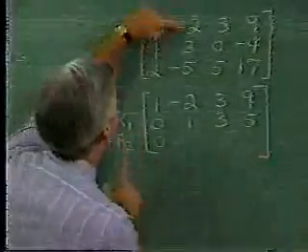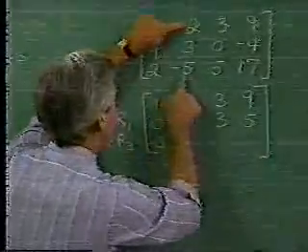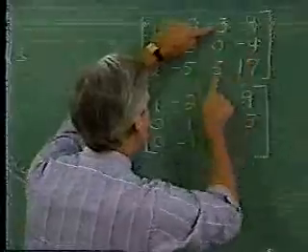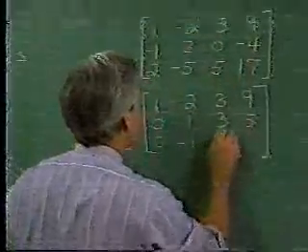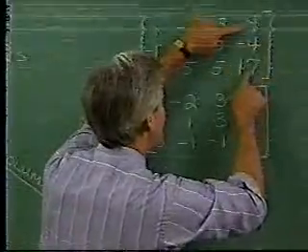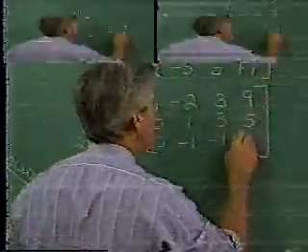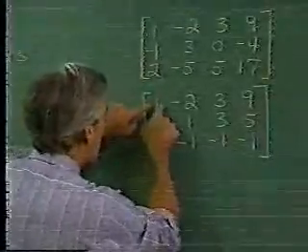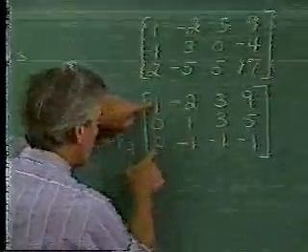All right, -2 times -2 is 4, with -5 is -1. All right, -2 times 3 is -6, with 5 is -1. -2 times 9 is -18, with 17 is -1. All right, now we have accomplished a 1 in the upper left-hand corner and zeros below.